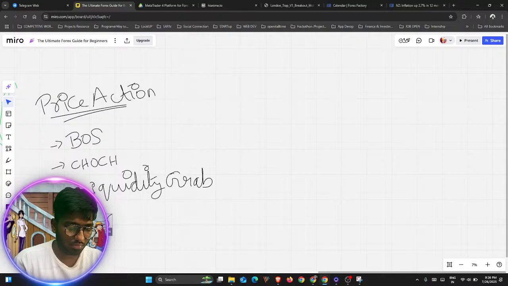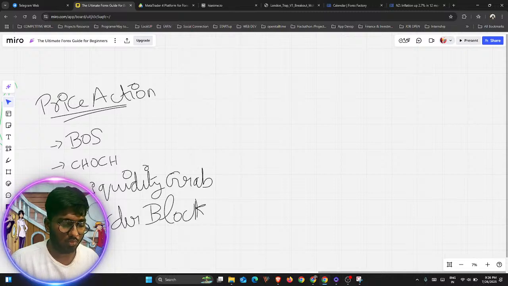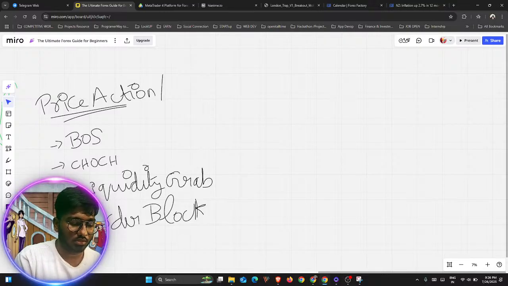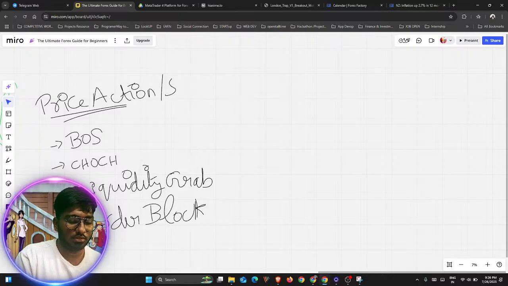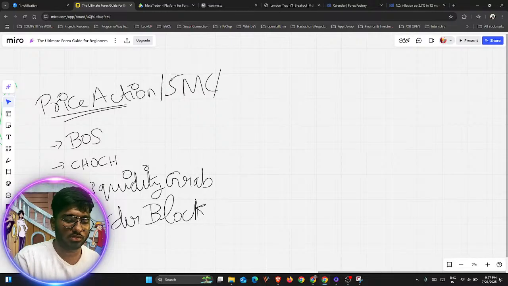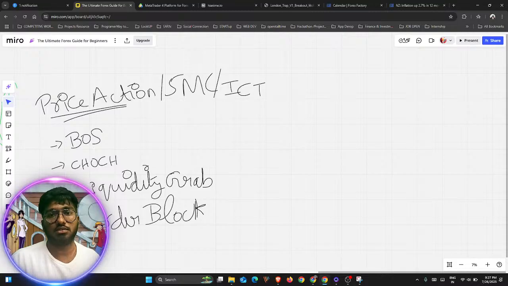And order blocks, brother or sister, you have to be very clear on this topic. This is very basic. You could use it in price action, or it doesn't actually come under price action, or they also use ICT too. That's what I told you, people have been using this on several platforms, several places. Anyway, the concept is the same.